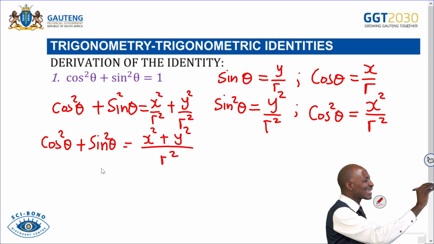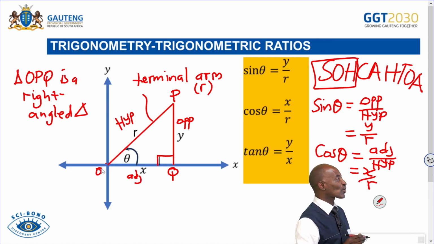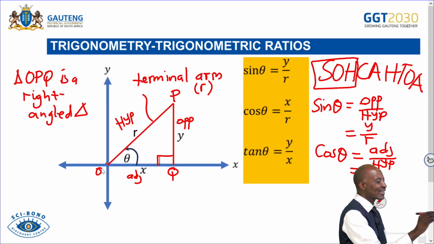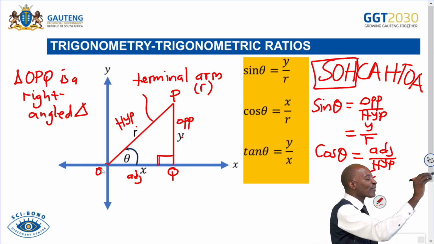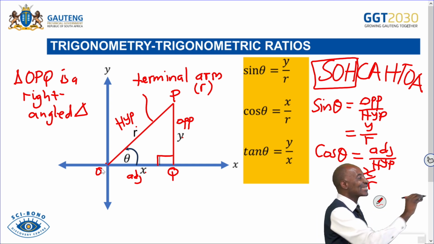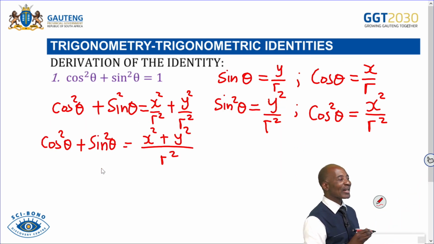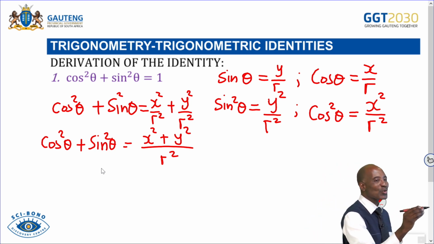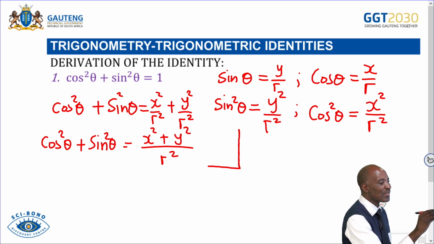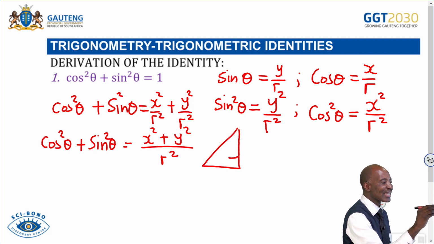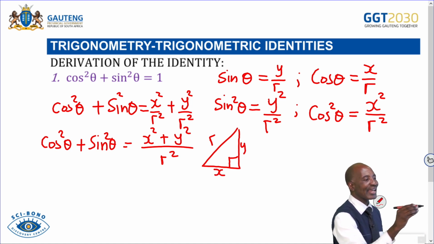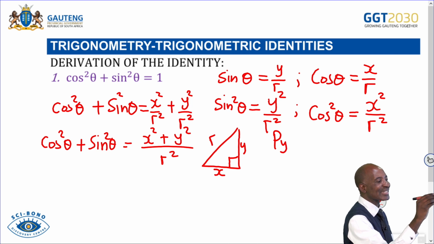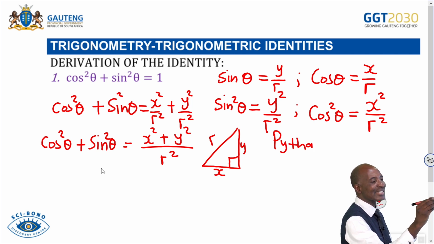But I remember seeing x, y, and r. Let's go back. There is our x, y, and r. These are the three sides of our right angle triangle, and these three satisfy Pythagoras' theorem. If I may extract that triangle out, this is our 90, this is our r, this is our x, this is our y. And according to Pythagoras' theorem, there is a relationship amongst these three.